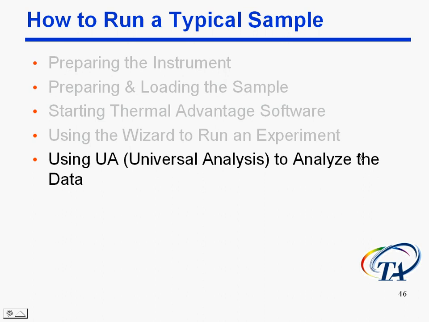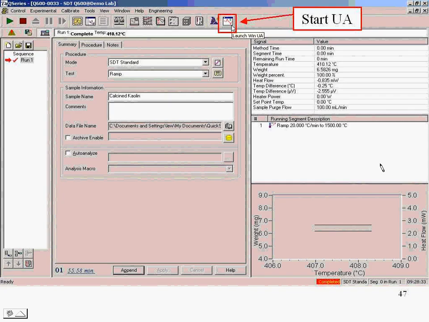Okay, now we've made our run. We're going to go in and use universal analysis to analyze the data. So the first thing we do is, we're back in our experimental view. Now notice here we've got the red check mark. What does that mean? That means that the run was completed successfully, which is always a good thing.